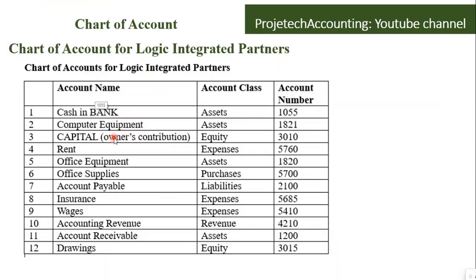So the second account is computer equipment. Computer equipment is also an asset account. So the account number is still in this same range, 1821.